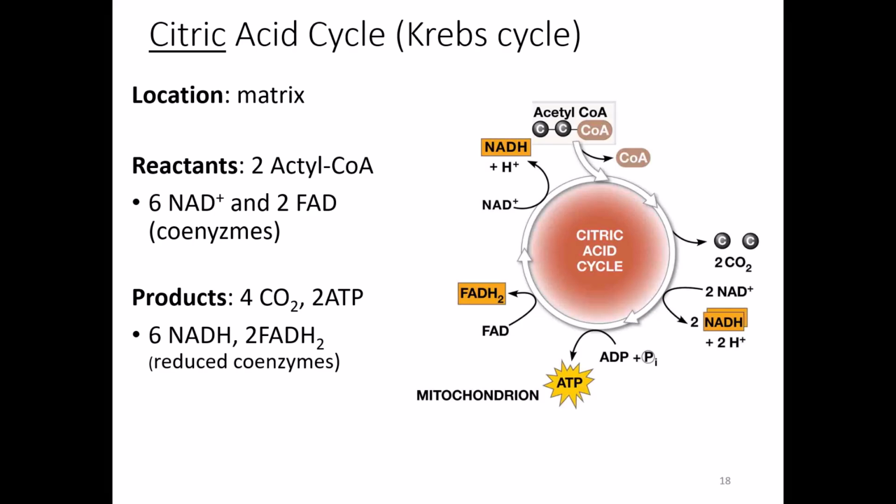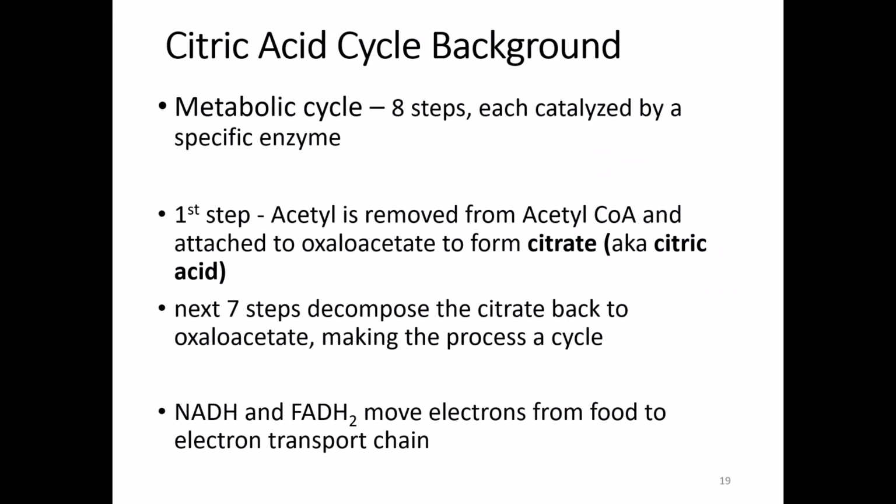A, 6 NAD, and 2 FAD for coenzymes, and the final products would be 4 CO2, 2 ATP, and 6 NADH and 2 FADH2. So the citric acid cycle is a metabolic cycle with 8 steps, and each of those steps is catalyzed by a specific enzyme, and it's called the citric acid cycle because in the first step, the acetyl is removed from that acetyl coenzyme A and attached to oxaloacetate to form citrate, which is citric acid. And in the next 7 steps, you're going to be breaking down that citrate and decomposing it back to oxaloacetate. That's what makes it a cycle.